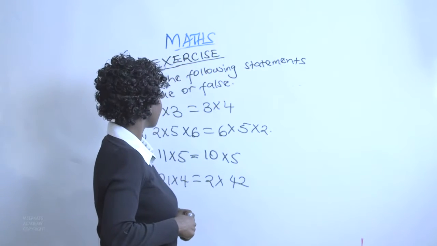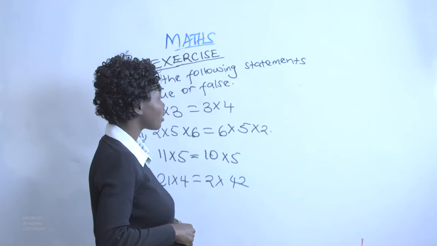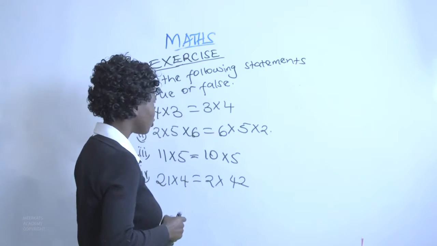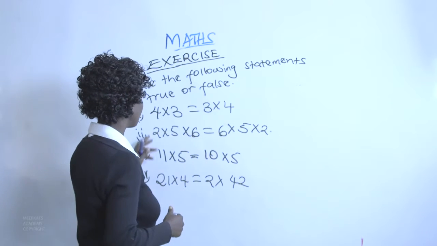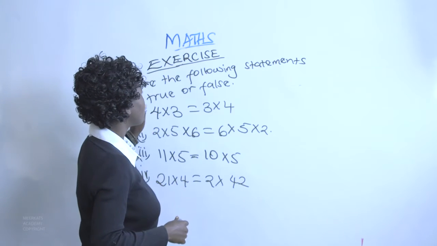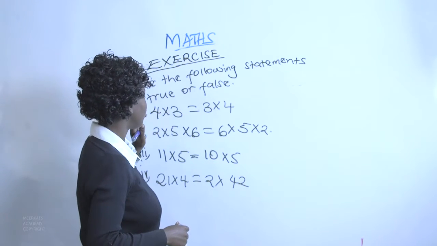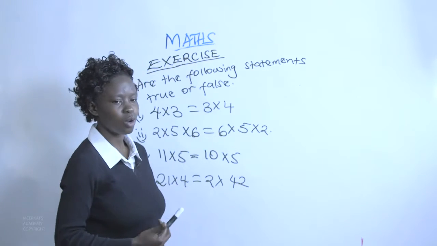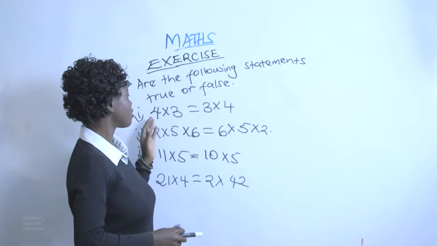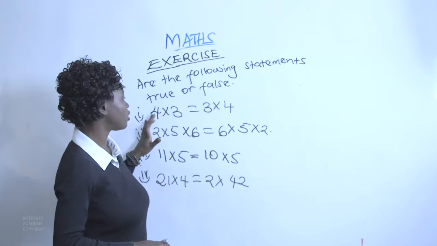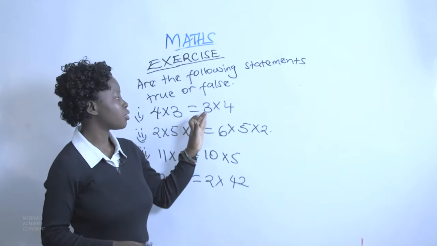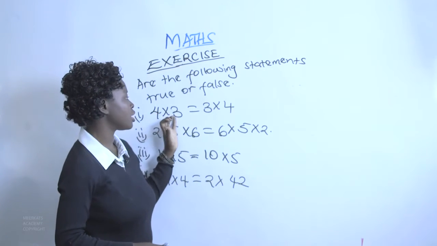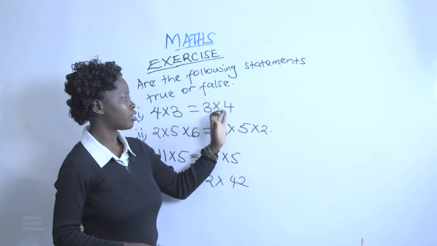So we have an exercise that is supposed to help us find out whether we've understood whatever we've been talking about or not. The first question we have is, we are supposed to identify if the statements that are here are true or false. So the first statement we have is 4 times 3 is equal to 3 times 4.